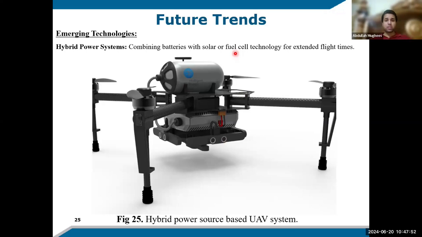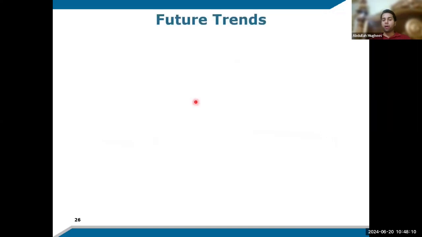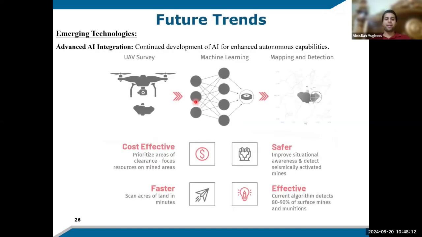So what researchers are doing is combining the battery with a fuel cell for extended flight times. The fuel cell is environment friendly, and even though it has its own weight which it has to carry, overall it can make the quadcopter fly a bit longer in comparison to a simple battery.